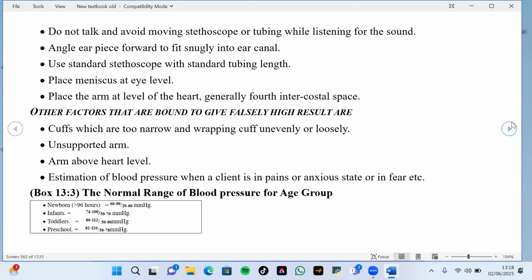Normal range of blood pressure according to age. Newborn: 60 to 90 systolic and 20 to 60 millimeters of mercury diastolic. Infants: 74 to 100 millimeters of mercury systolic and 20 to 70 millimeters of mercury diastolic. Toddlers: 80 to 112 systolic and 50 to 80 millimeters of mercury diastolic. Preschool children: 82 to 110 millimeters of mercury systolic and 50 to 78 millimeters of mercury diastolic.